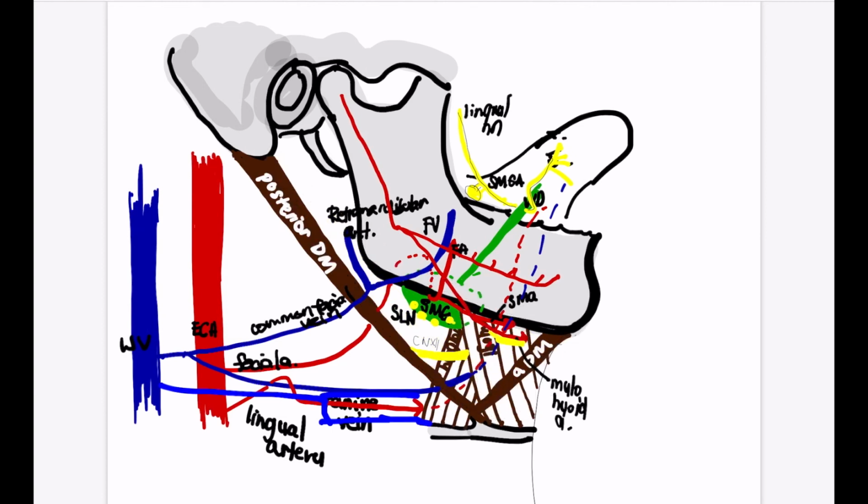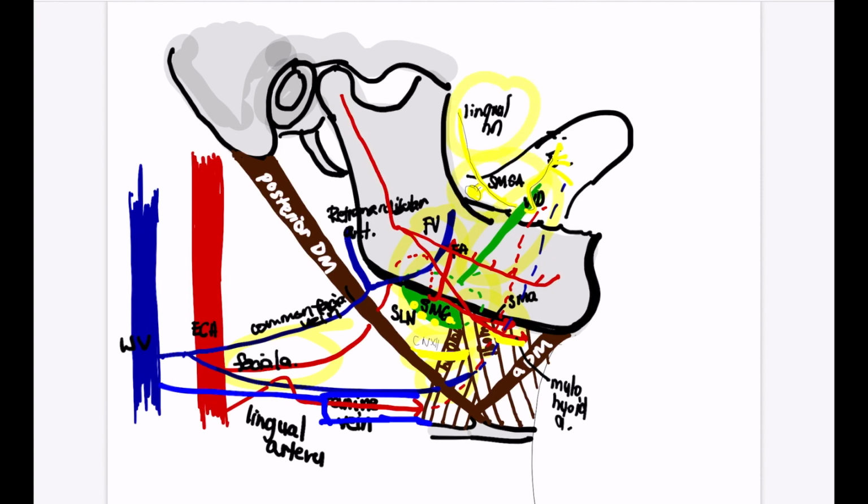Now, the contents are the following. First is the submandibular gland and the Wharton's duct. The next one is the facial artery, and then the branch of the facial artery, which is the submental artery. And then after that is also the facial vein and the Ranine vein. And then after that is the hypoglossal nerve, this one, and the submandibular ganglion and the lingual nerve, this one.